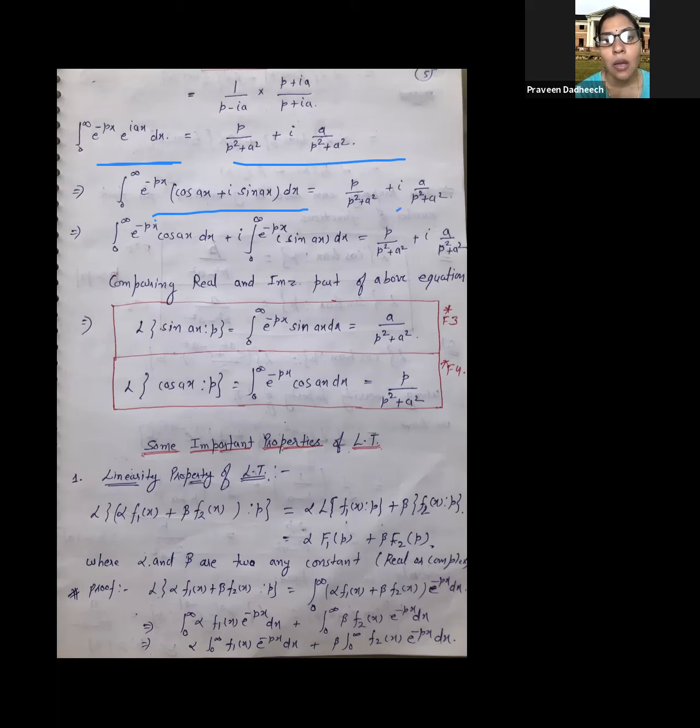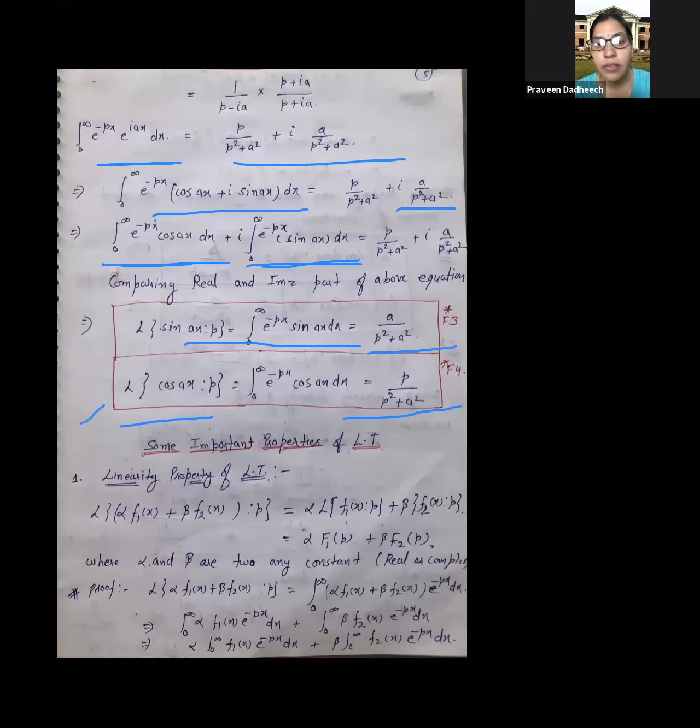Now comparing both sides, it can be written as the integral from 0 to infinity of e to the power minus px cos ax plus iota e to the power minus px sin ax. Comparing the imaginary and real parts, we get the integral from 0 to infinity of e to the power minus px cos ax dx, which is the real part, equals p over p square plus a square. Here the imaginary part is the integral from 0 to infinity of e to the power minus px sin ax, which is the Laplace transformation of sin ax, equals a over p square plus a square. These are our most important formulas.